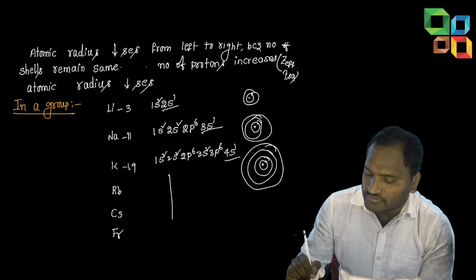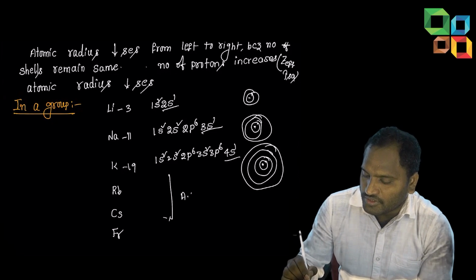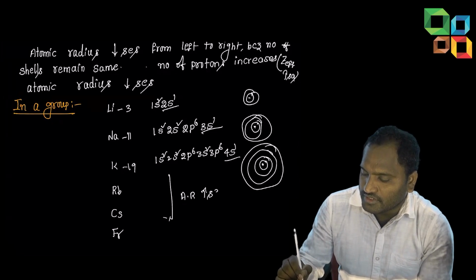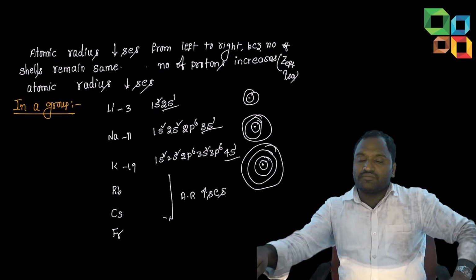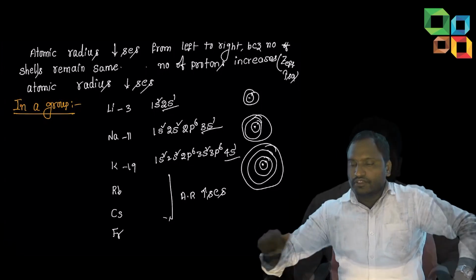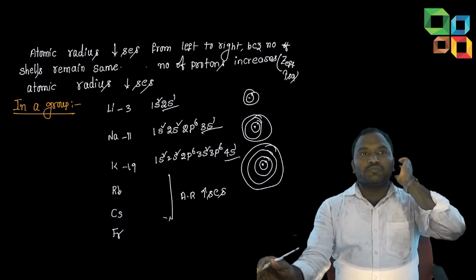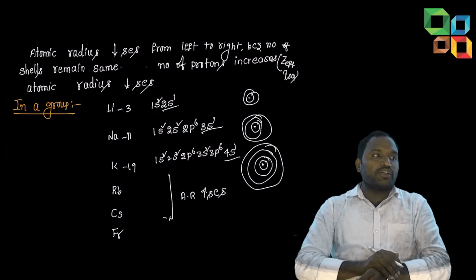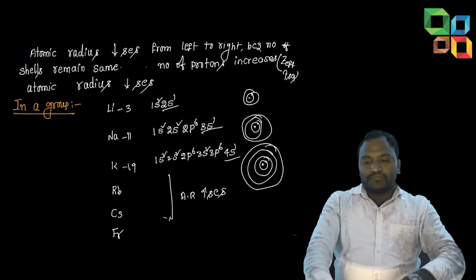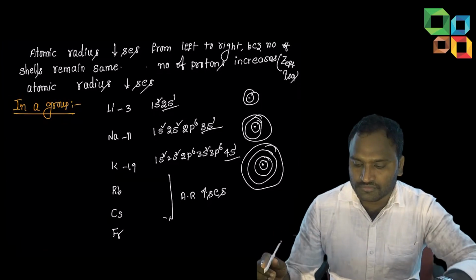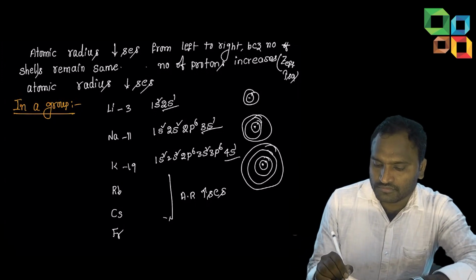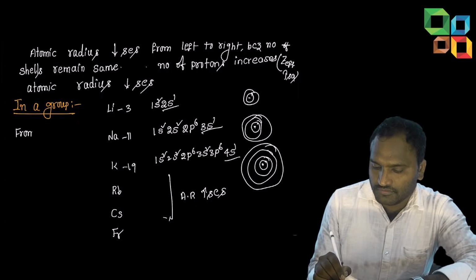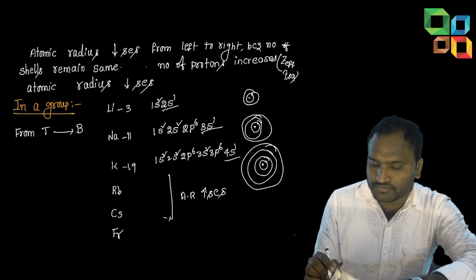So atomic radius increases from top to bottom, since the number of shells increases from top to bottom. As the number of shells increases, atomic radius increases.